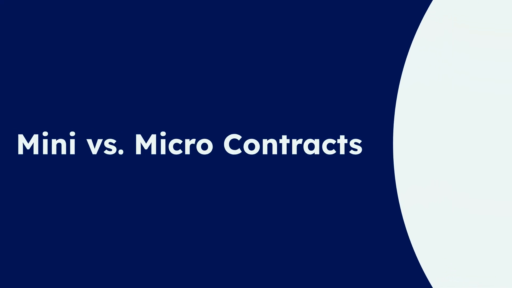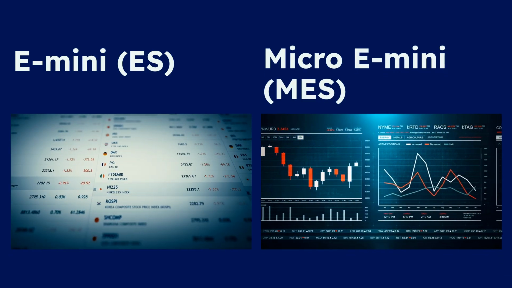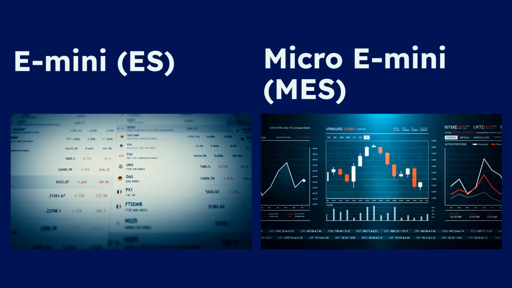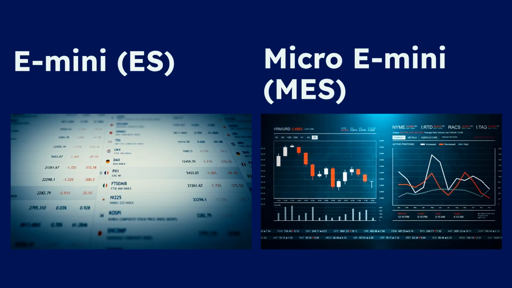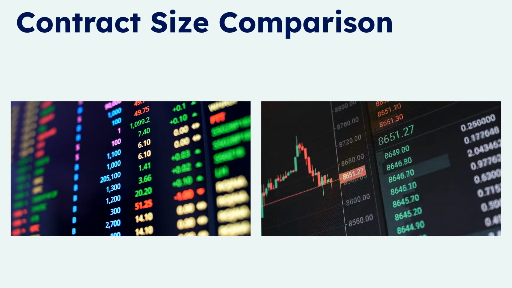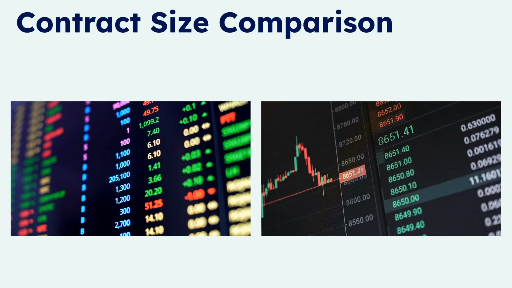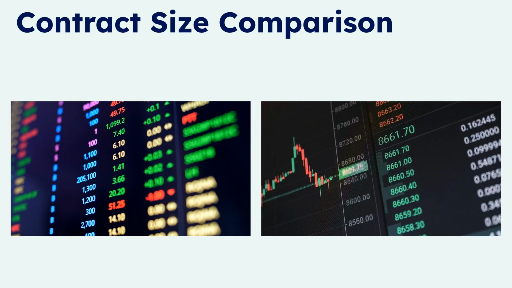To accommodate different capital levels, futures exchanges offer two primary contract sizes for the S&P 500, the E-mini and the Micro E-mini. The E-mini ES contract is the standard. The Micro E-mini, or MES, is a smaller version, making futures trading more accessible for smaller accounts or new traders. Crucially, the Micro MES contract is exactly 1/10 the size of the standard E-mini ES contract. This difference drastically affects margin requirements and overall risk exposure.